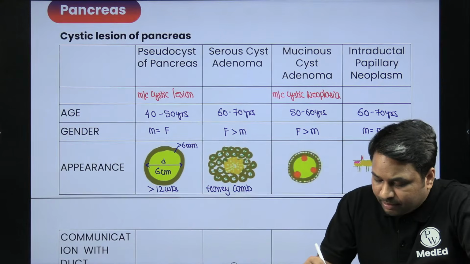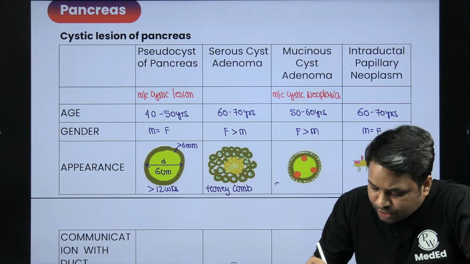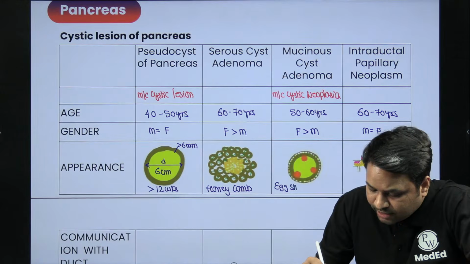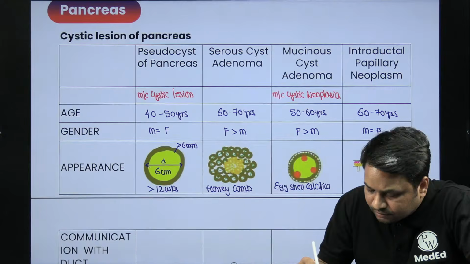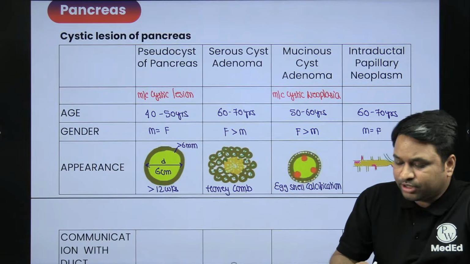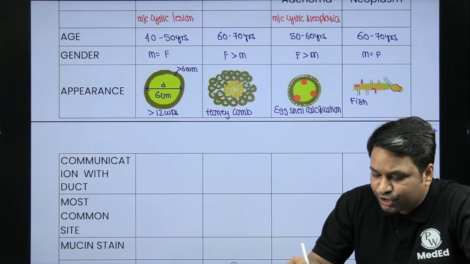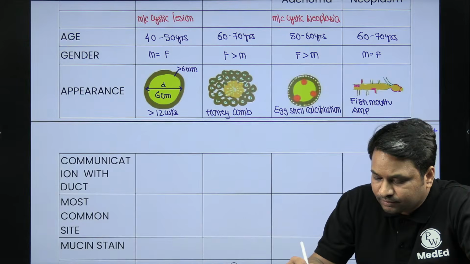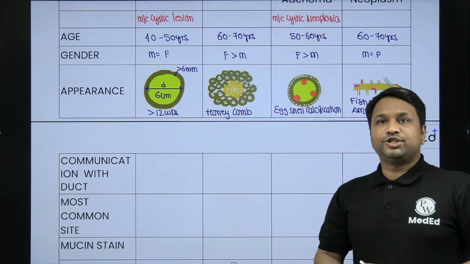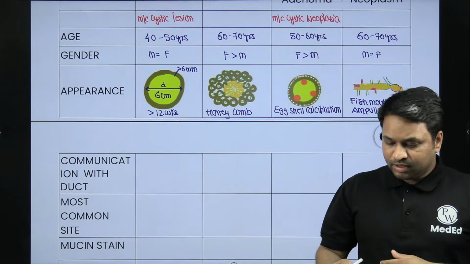For mucinous, remember peripheral eggshell calcification. There is presence of eggshell calcification. Whereas in IPMN, remember there is presence of fish mouth ampulla.